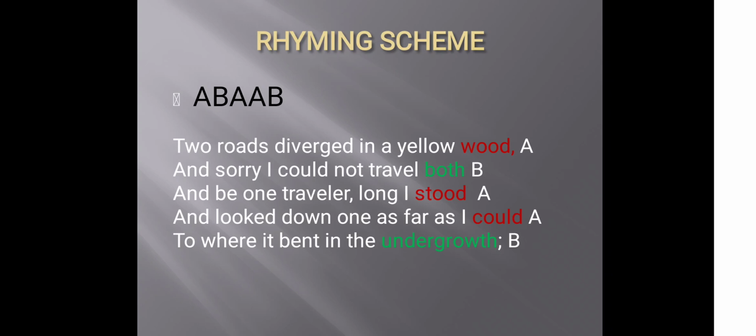Here the last word is wood, so we named it A. Then the next one is both. Both is not the rhyming of wood, so we named it B. Then the third one is stood. Stood is rhyming with wood, so we marked it A. Then the fourth one is could. Could is also rhyming with wood and stood, so we will mark it A. And the fifth one is undergrowth. Here the word growth is rhyming with both, so we will mark it B. And you can see that we came to our rhyming scheme, which is A B A A B.